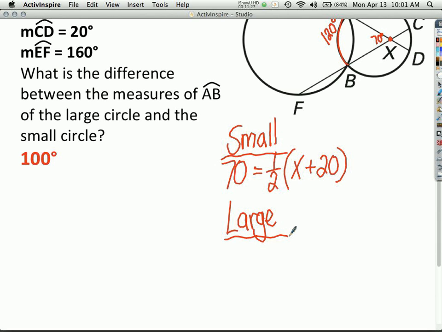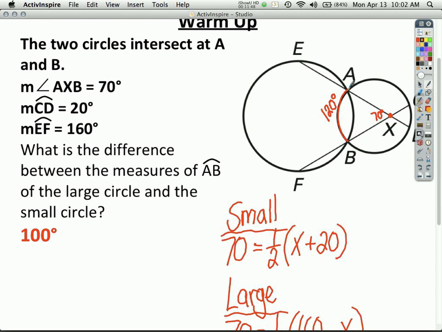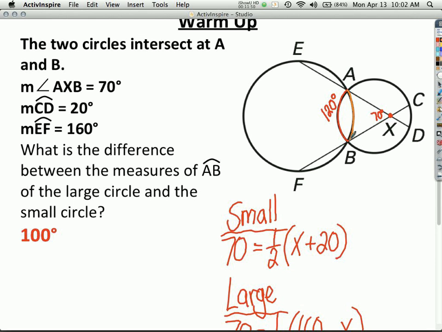I set up 70 equals... 160. Okay. Or that expression divided by 2 is the same thing. And Zabari, when you solve that, what did you get for the measure of this arc right here? 20 degrees. That's 20 degrees. And I asked for the difference between the two. 120 minus 20 is 100.